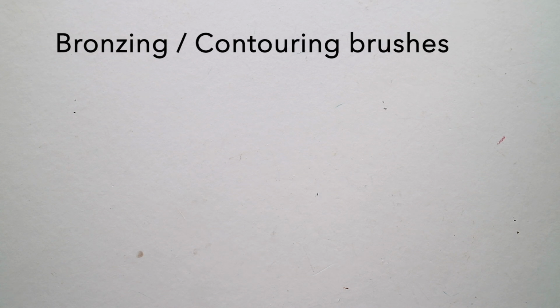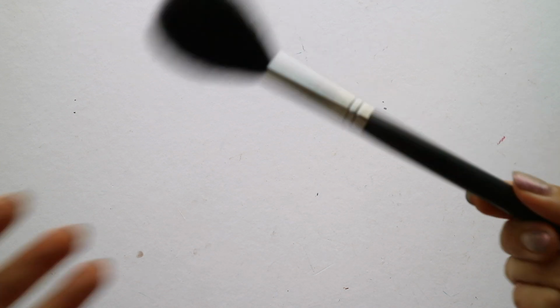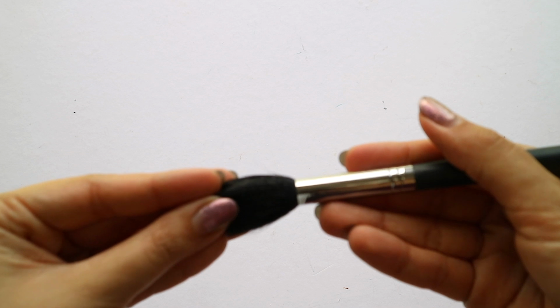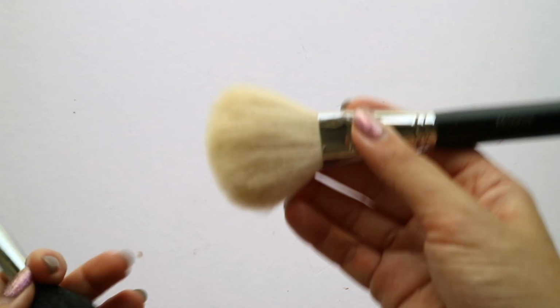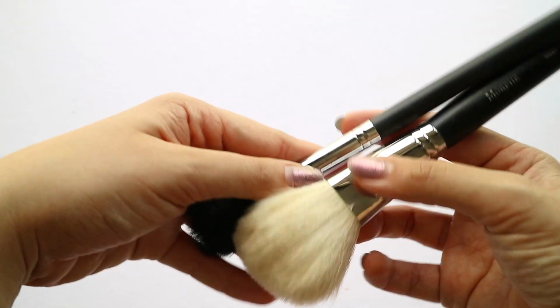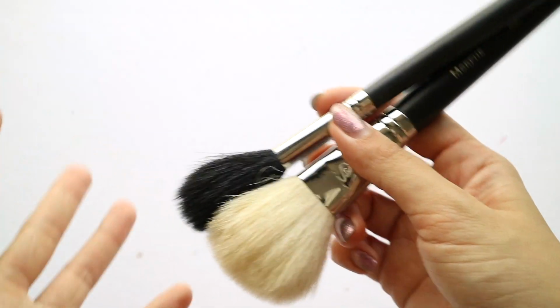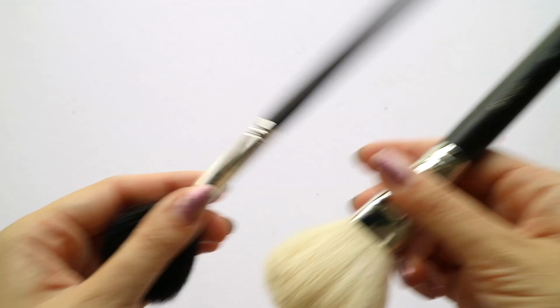And just a little quick one when it comes to bronzing and contouring. For bronzer, you would try to find something that has longer bristles. Even the Morphe one that I keep bringing in as an example, you can see the bristles are really long. And that's because when it comes to bronzer, you don't want a concentrated application. If not, you're going to have a brown patch on your forehead.